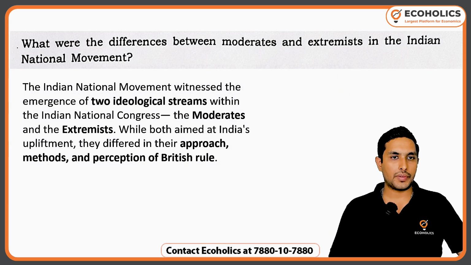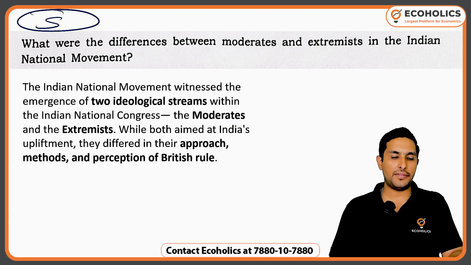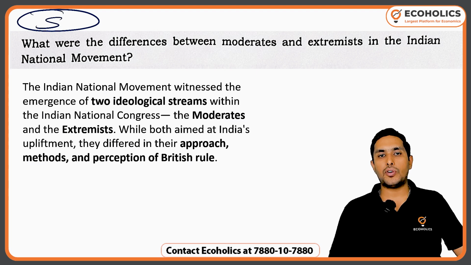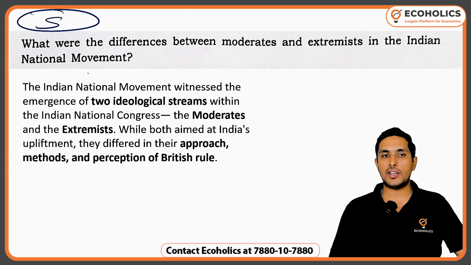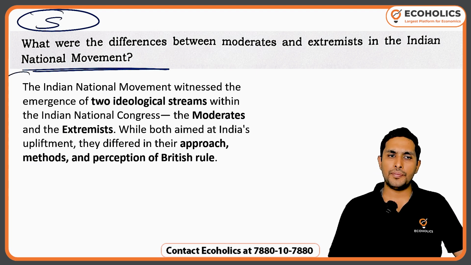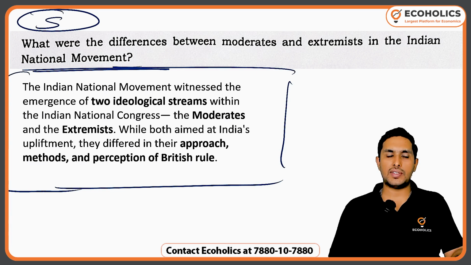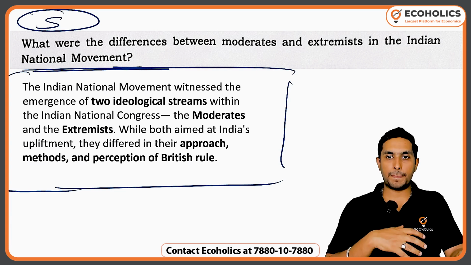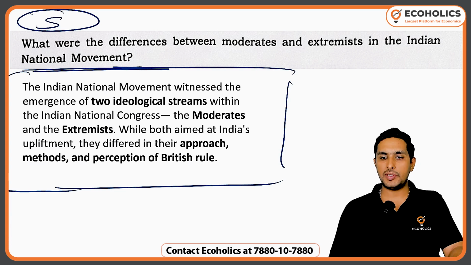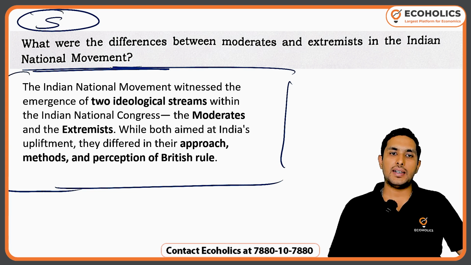Okay. So we talk about question number 5, the final one from the history part. It says, what was the difference between the moderates and the extremists in the national movement? So in a way, it is asking about the time of the rise of the Congress. So how do you see moderates and extremists? This is very much important. Having said that, the national movement is witnessing the emergence of two ideological streams. We know that, right?